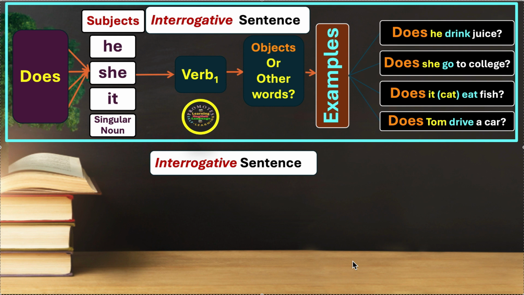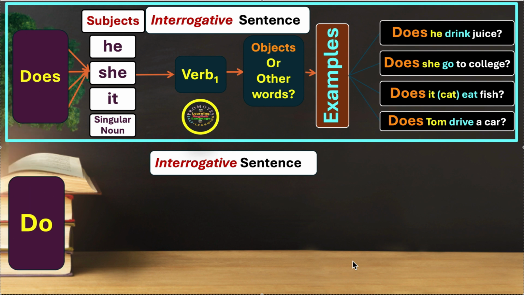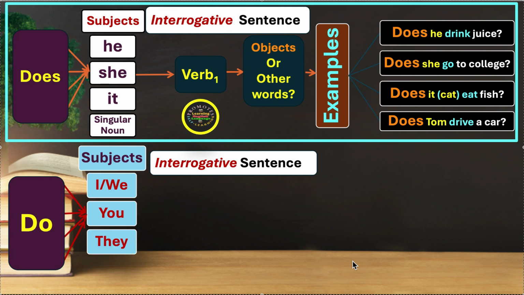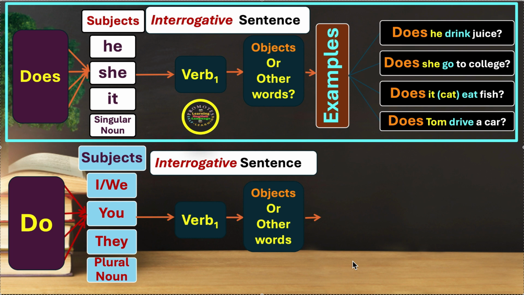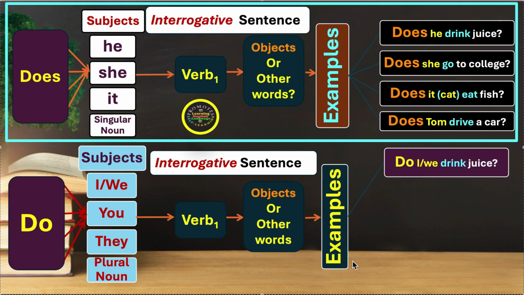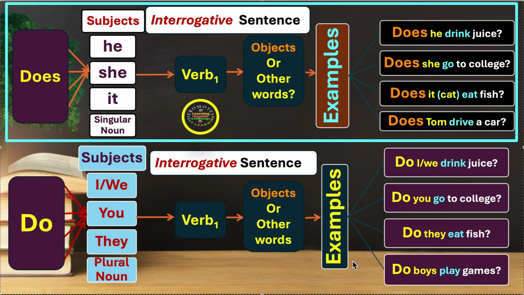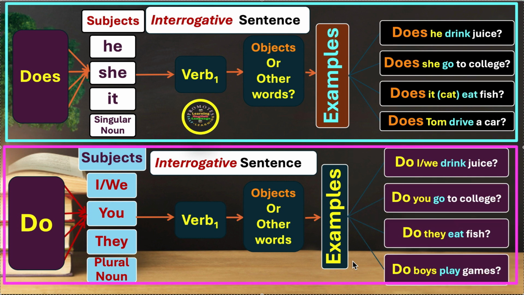We have another interrogative form of the sentence, where we use do with the following subjects like I, we, you, they, or plural noun, and then we use first form of the verb, and we have objects or other words. Like in the following examples, we can see do I, or we can say do we drink juice, do you go to college, do they eat fish, do boys play games. We continue our discussion and we put this in the box.